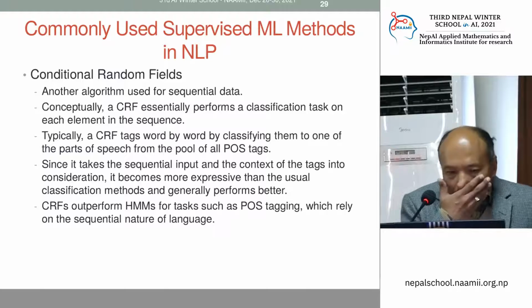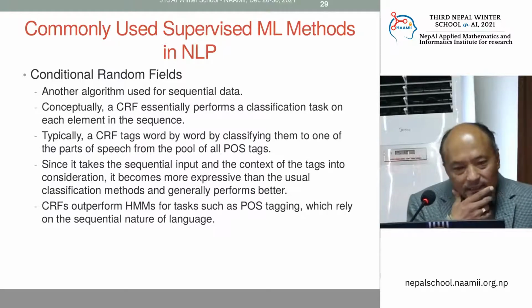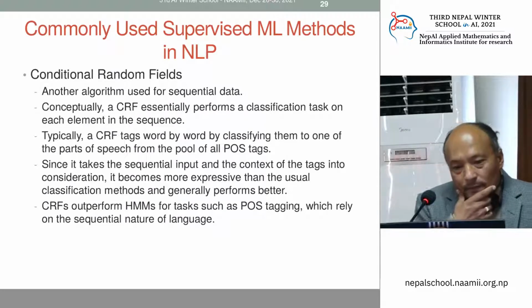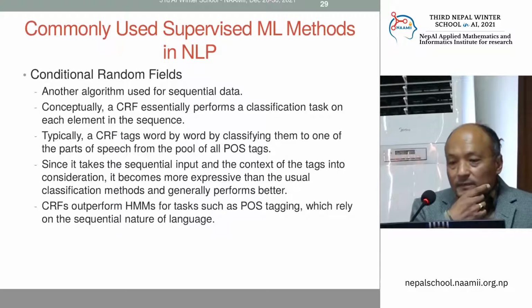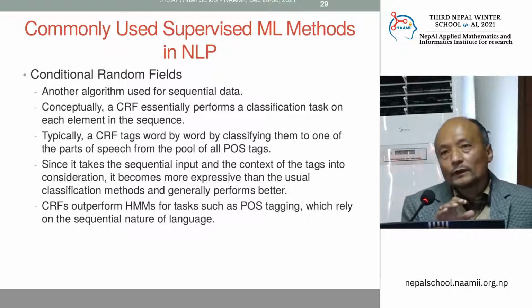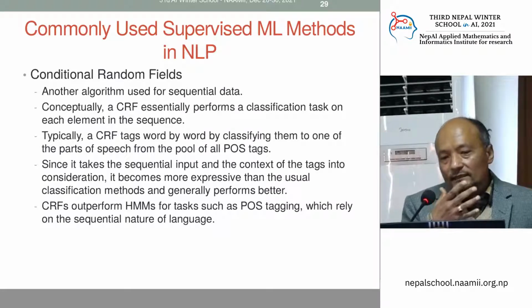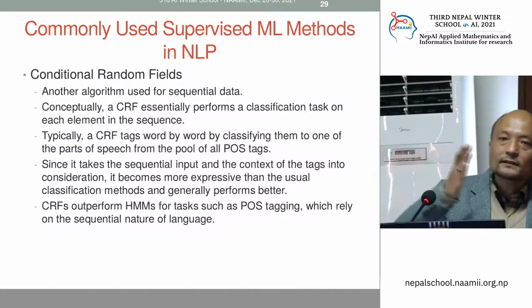There is another very popular approach, conditional random fields, CRFs. This is another algorithm used for sequential data. Conceptually, a CRF essentially performs a classification task on each element in the sequence. So if it were applied to parts of speech tagging itself, unlike HMM, for example, it would take into consideration all the previous context and not necessarily just the previous word.